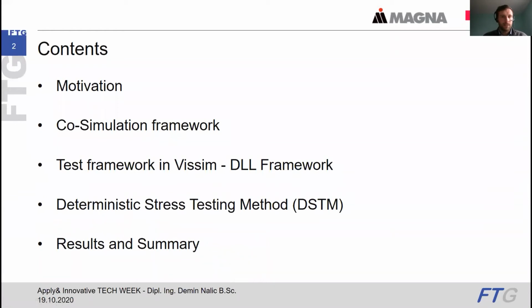The content contains a short motivation, an introduction to a co-simulation framework we developed for this project, and another test framework in Vissim, which is used for the deterministic stress testing method. It's called the DLL Framework, after which I will introduce the method itself. Here I'll use the shortcut DSTM for deterministic stress testing method, and I'll finish the presentation with the result and summary chapter.